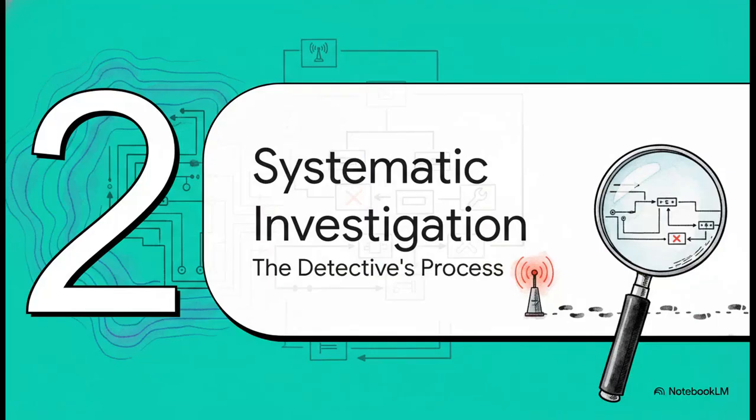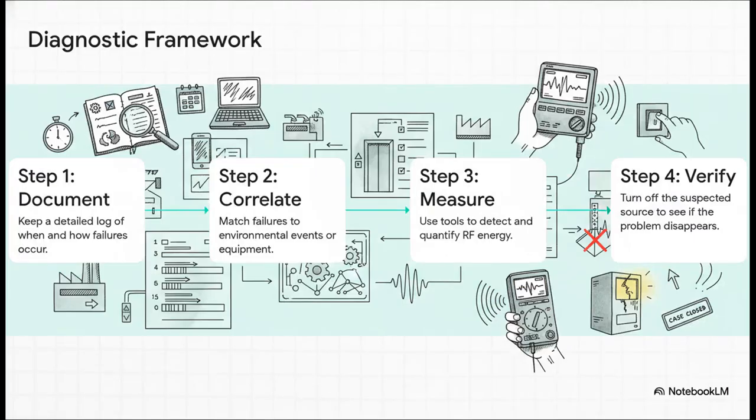Okay, so once you think RFI might be your culprit, you can't just start pointing fingers and guessing. No, you need a process, a systematic investigation to track down the source and actually prove your case. The RFI Detectives report gives us a perfect 4-step framework for this. Step 1, document. And I mean everything. Keep a log: time, date, which device failed, what was happening at that moment. You've got to be meticulous. Step 2, correlate. You take that log and you match it up with other stuff that was going on. Did the elevator just start moving? Did a big machine on the factory floor just fire up?